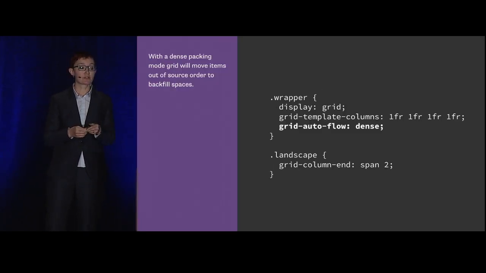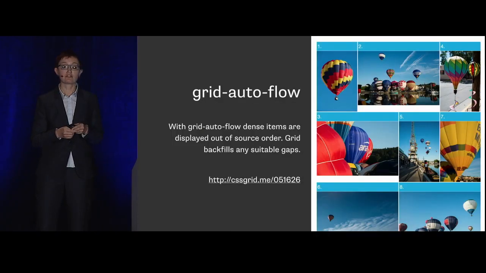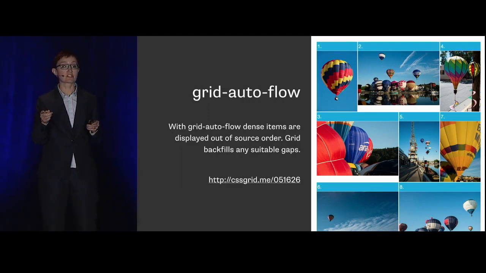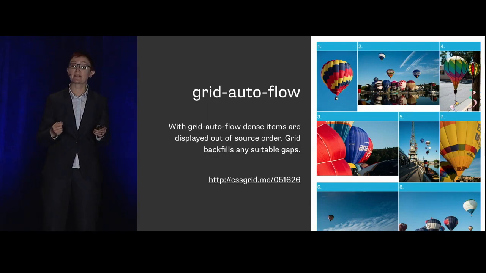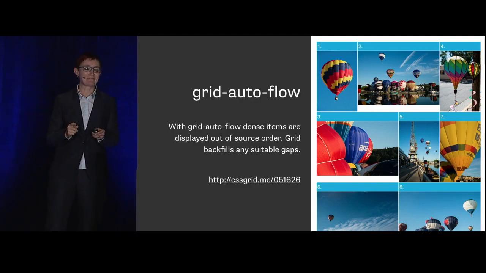But if we add that property of grid-auto-flow with a value of dense, grid now backfills the gaps. So as it moves through the items and it leaves that gap, and then it places item 3 and it comes across item 4, and it's like, oh great, I've got a space for that. And it picks it up and it takes it out of source order and it puts it into the space, which is great for your image gallery, not so much for your form. I'll come back to that later.